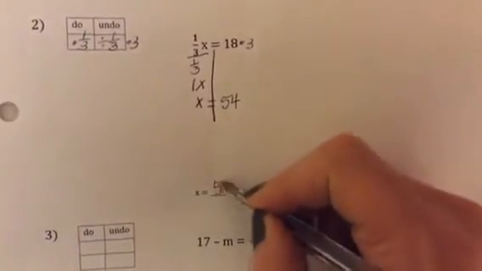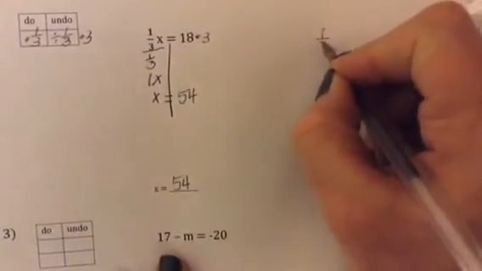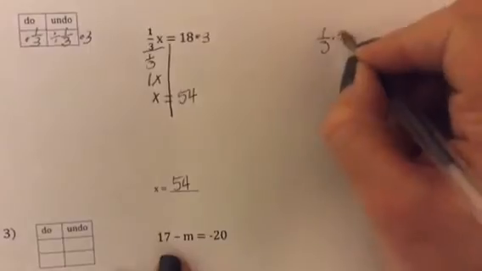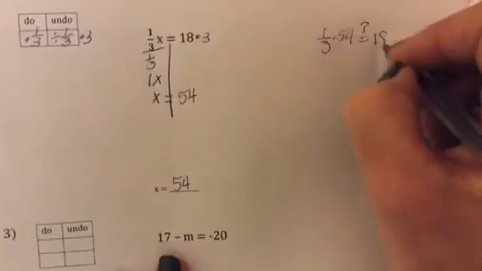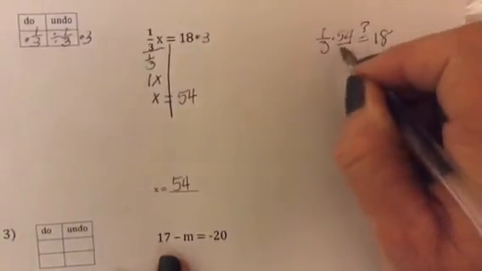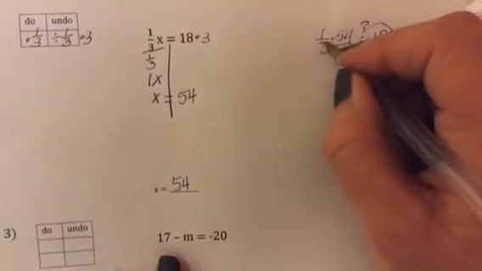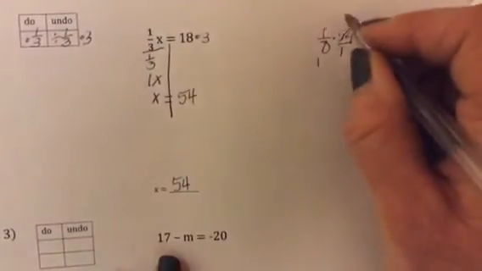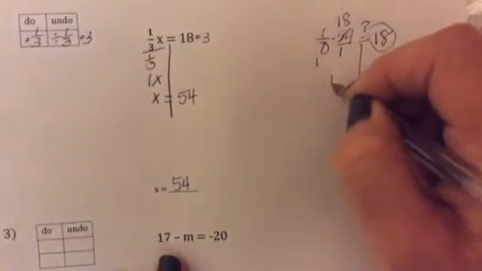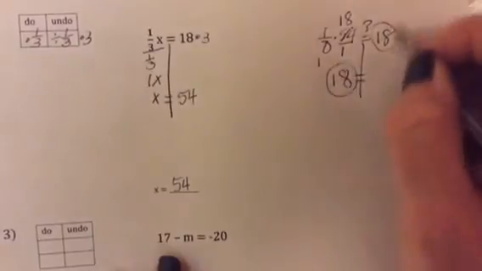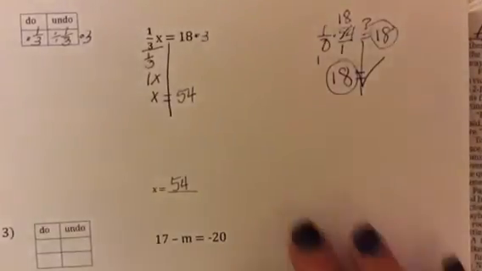So x is 54. So now when I go to check this, I'm going to do 1/3 times 54. Does that equal 18? So I'm going to put 54 over 1. This side needs to be 18. Divide out a 3 here. Divide a 3 in the numerator, and I do get 18. So 18 times 1 divided by 1 is 18. Got 18 alone, so there. Didn't really need that equal sign there. They check. Looking at both sides.